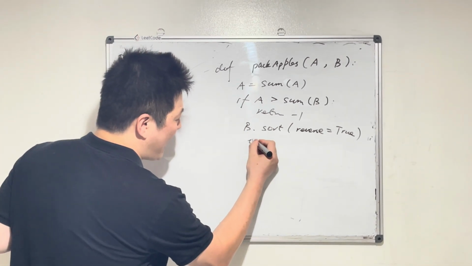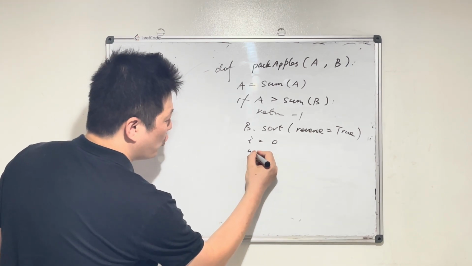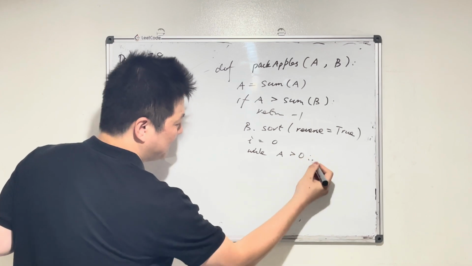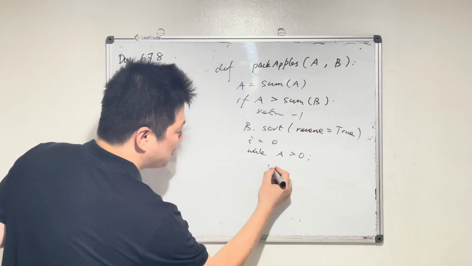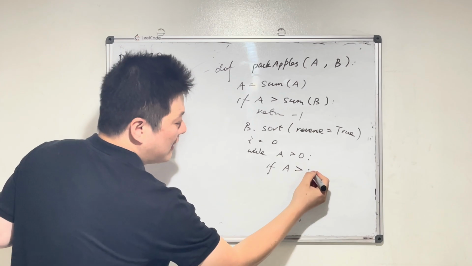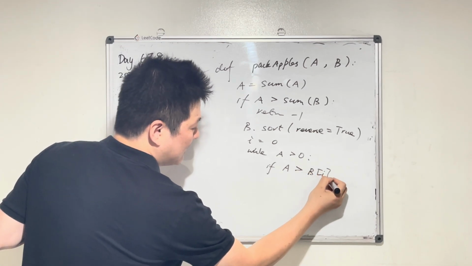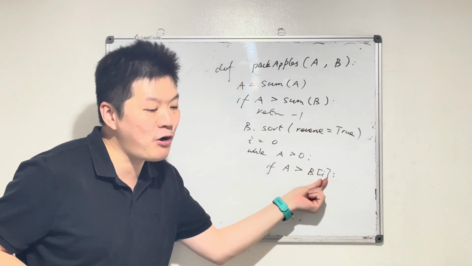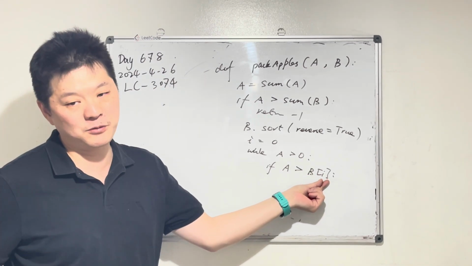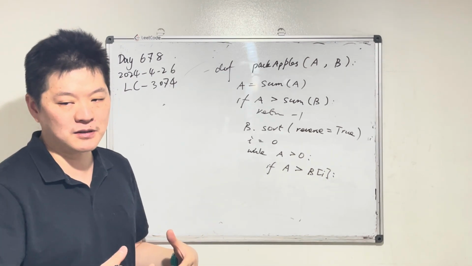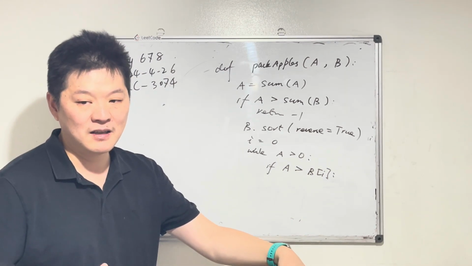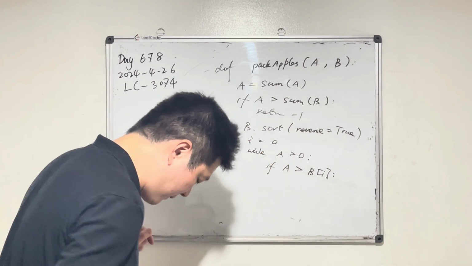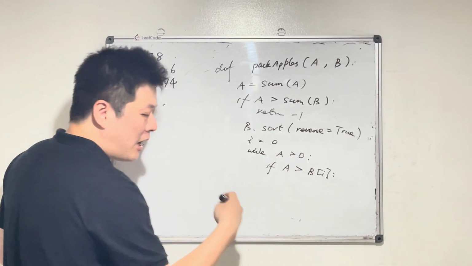We put this index I equals 0, and then while we still have apples, meaning A is bigger than 0. Okay, then we have to check. We still have apples, and we check if the number of apples is more than the capacity of the current box. So what should we do now? Look, I have 10 apples and the current box is 5. Do it again. So how do we do it again?